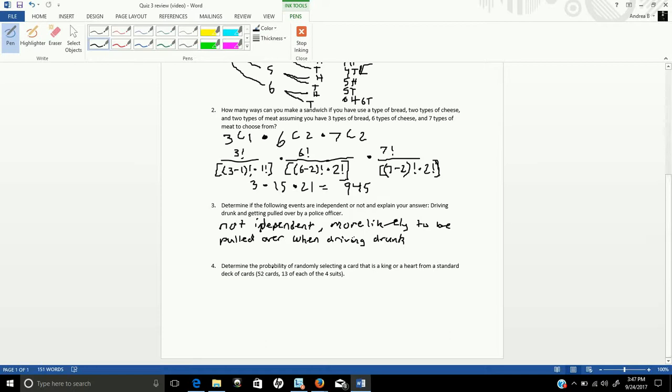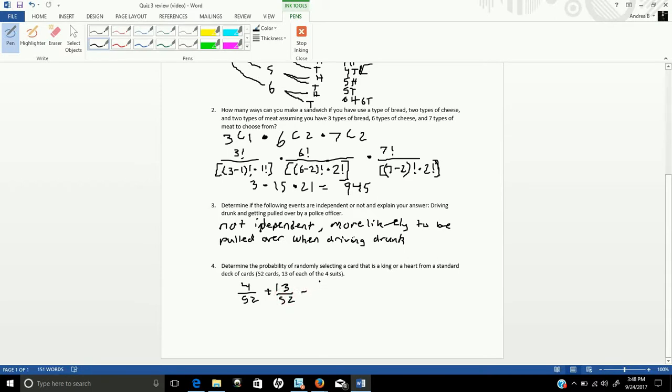And then for number 4, to determine the probability of randomly selecting a card that is a king or a heart from a standard deck of cards. So remember, king is one of your values. Each of your values, you have 4 of those because you've got 1 for each suit. So in this case, we'd have a 4 out of 52 chance of getting a king, plus, and then of getting a heart. Heart is one of those 4 suits. And you've got 13 of each of those suits, so you'd have 13 out of 52 there.